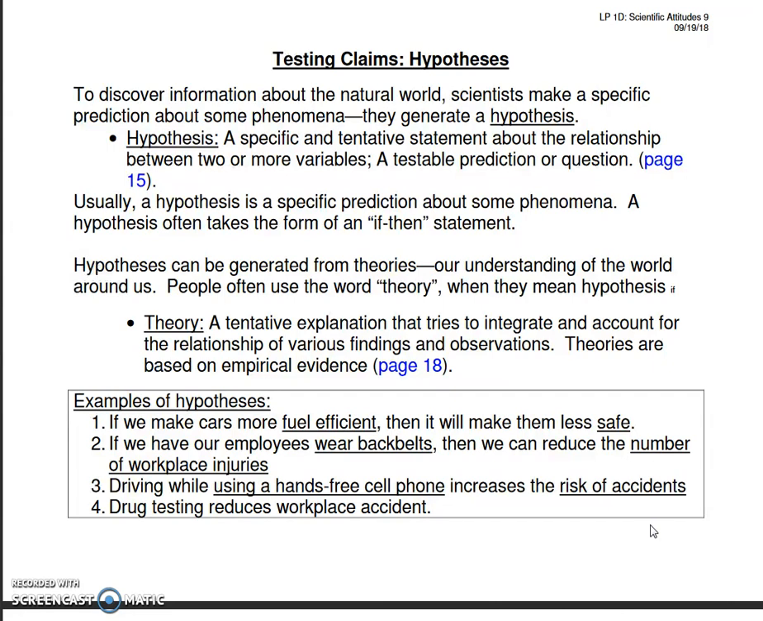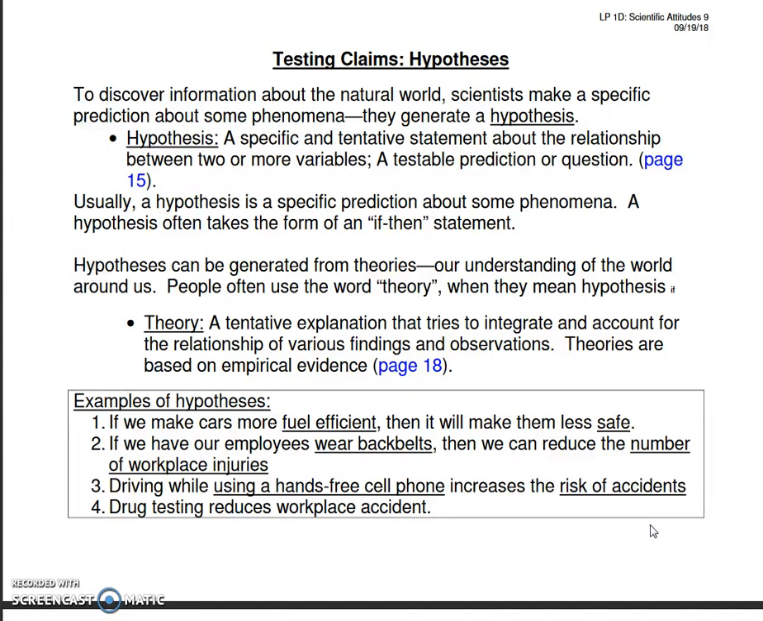So the first hypothesis: if we make our cars more fuel efficient, then it will make them less safe. So we're predicting a relationship between fuel efficiency and safety once we understand this relationship between how cars work and engines work and how they're going to affect safety. I could have easily made the prediction, the hypothesis, if we make cars more fuel efficient, then it will make them more safe. Still a hypothesis, different prediction, but it still would be a legitimate hypothesis. Or I could say if we make our cars more fuel efficient, then it will have no effect on safety. The variables are fuel efficiency and safety.